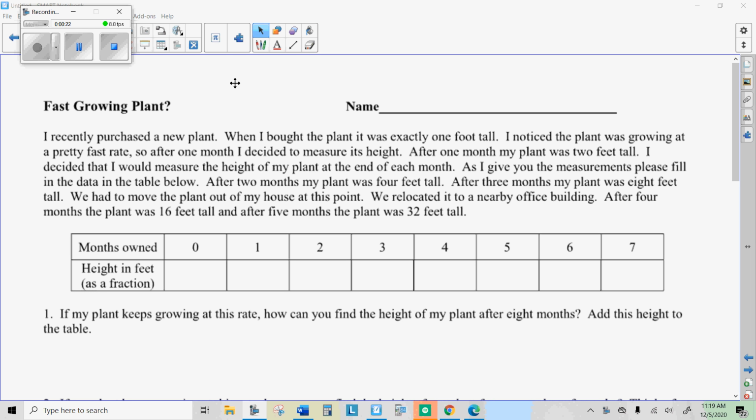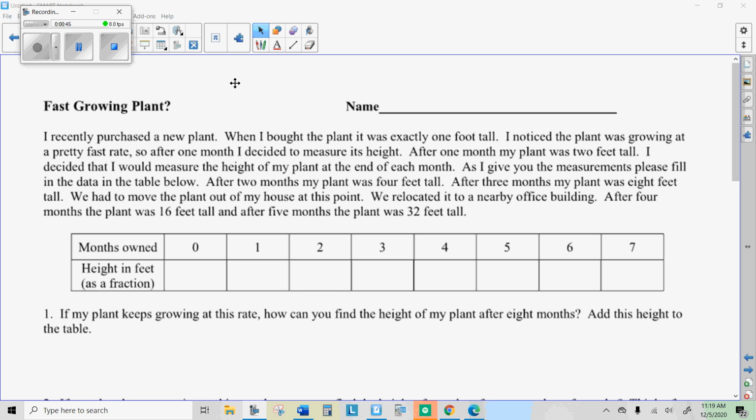When I bought the plant, it was exactly 1 foot tall. I noticed the plant was growing at a pretty fast rate, so after 1 month I decided to measure its height. After 1 month, my plant was 2 feet tall. After that, I decided that I would measure the height at the end of each month. As I give you the measurements, please fill in the data in the table below.